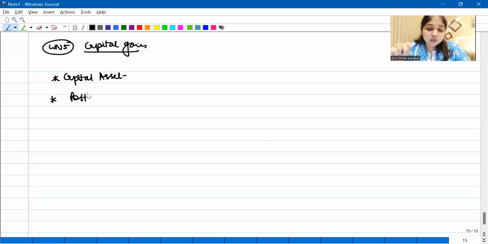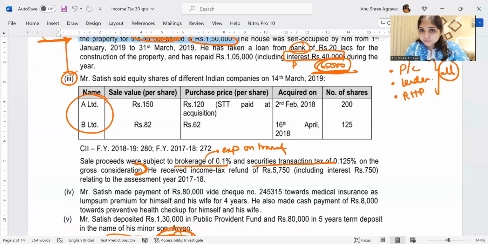But listen, in this question, multiple assets are sold. Shares of 2 companies are sold. Guys, both are equity shares only. So can I put them both under one category? Can I say one asset is sold, equity shares?